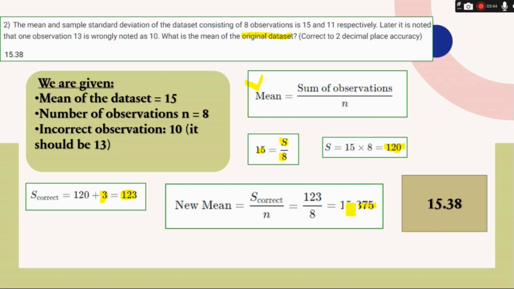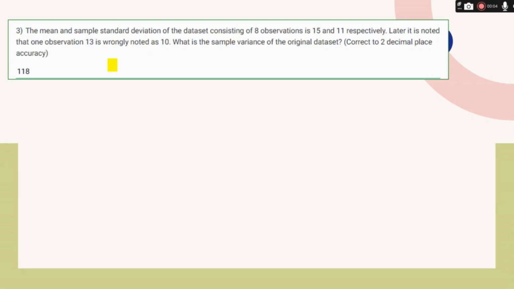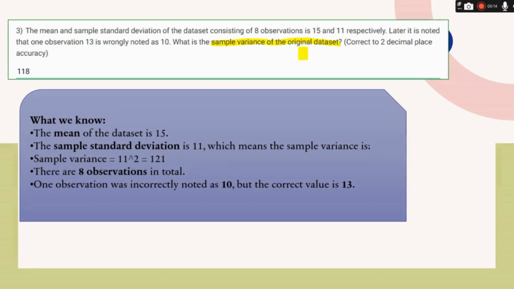So let's move to our next question. Now the third question is similar to our second question, but this time we have to find the sample variance of the original data set, that is by taking 13 as the correct observation. What we already know is that mean is 15, standard deviation is given, that is 11, and our sample variance will be 11 squared, that is 121, because our sample variance formula is S squared. Take the square root of sample variance, we get our sample standard deviation.